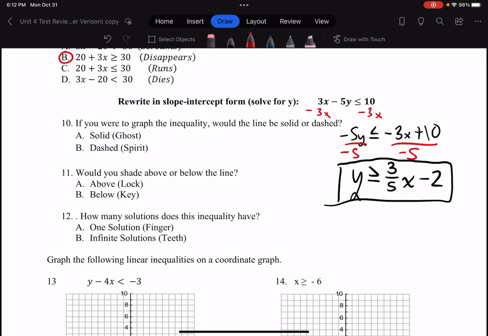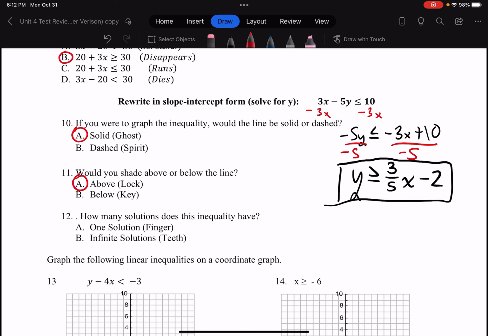So problem 10 said, if you were to graph the inequality, will the line be solid or dashed? Because it has that equal sign underneath it, it will be a solid line. Then it says, would you shade above or below the line? Since it's greater than, we're going to shade above the line.